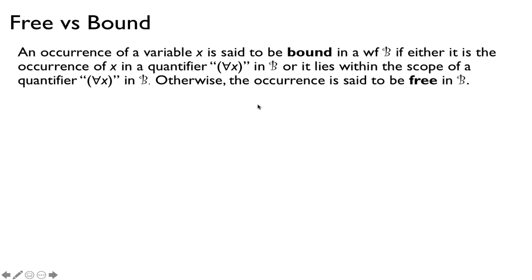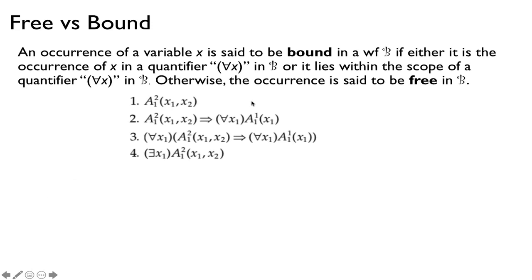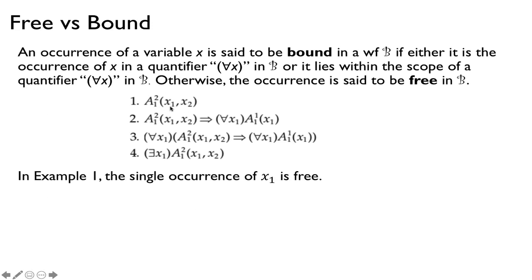So when you have a variable x in a well-formed formula B, we say that x is bound if either x is in the quantifier or it's in the scope of the quantifier. So we call x bound if one of those is true. Otherwise, x is a free variable. For example, in this example, x1 would be an example of a free variable. It's not part of the for all. It's not part of the scope of a for all.